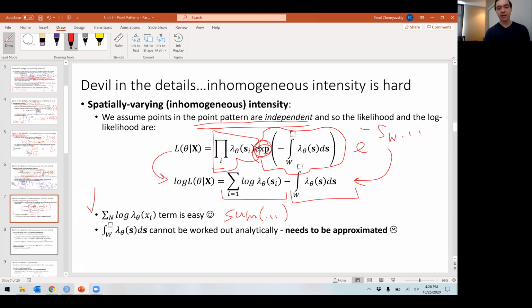But this term right here can't be worked out. You can't use R for it. You can't use a pencil and paper for it. So that integral needs to be approximated.